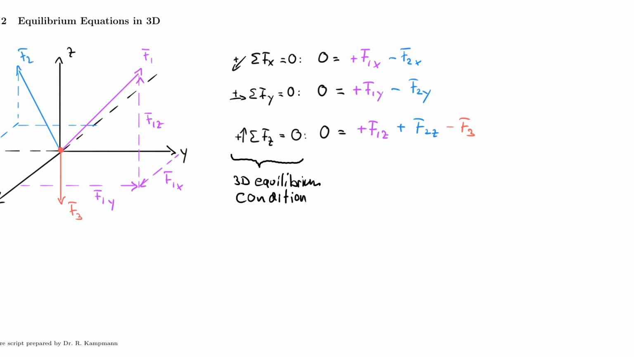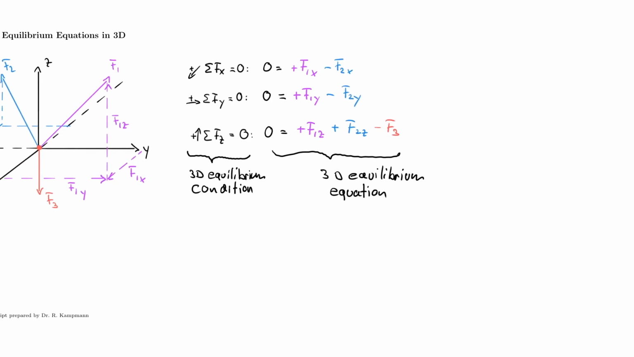And then what we see here is the 3D equilibrium equation. And that will always work. Again, of course, you have to express them in terms of 3 unknowns. So that will be our next step. So let's go ahead and write that down.